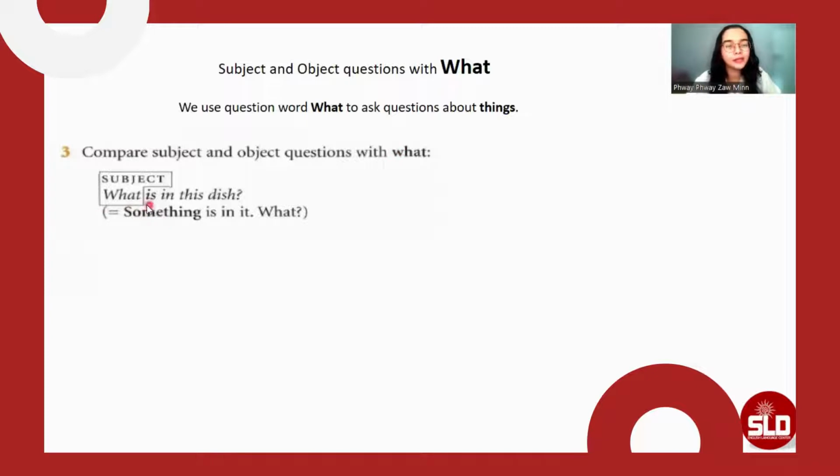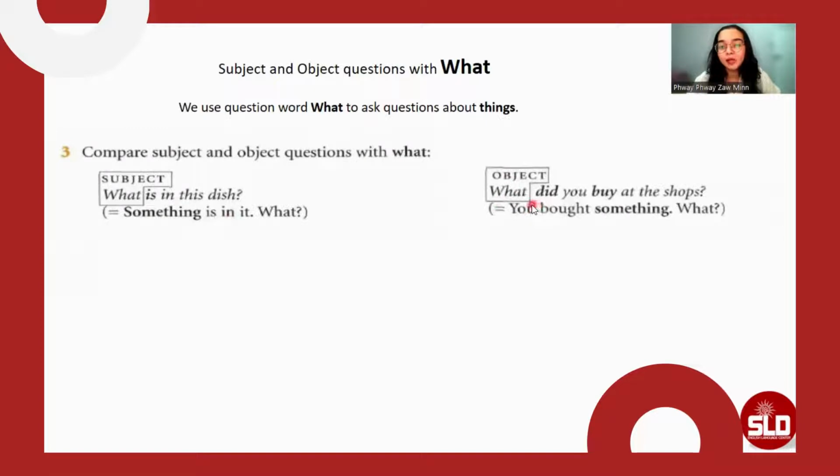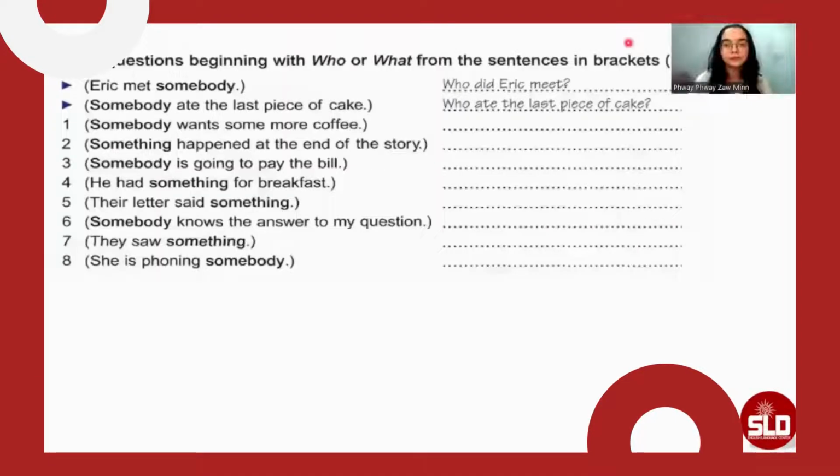So let's look at it here. What is in this dish? So this is the subject question because something is in it. And here, what did you buy at the shops? This is the object question because you bought something.